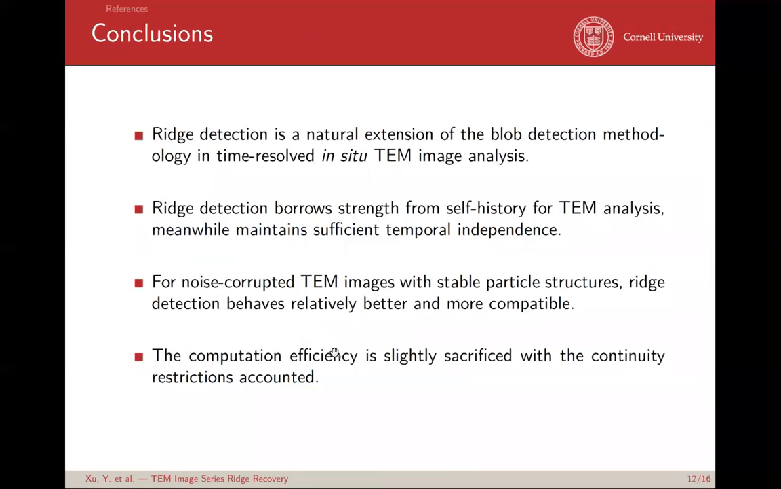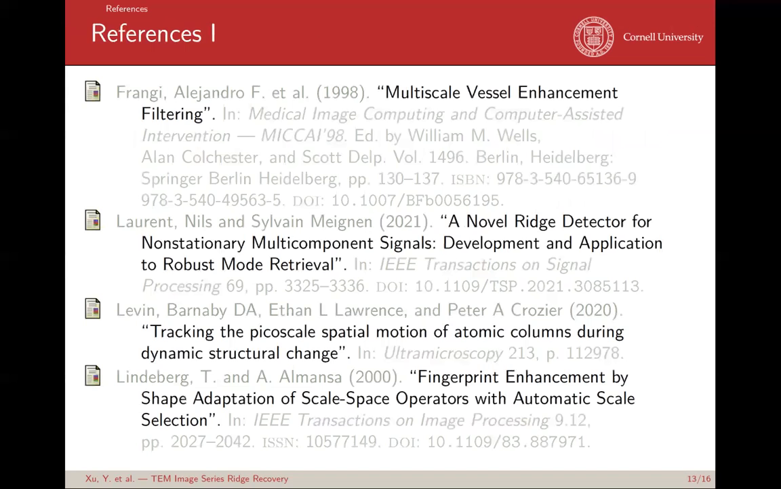And finally, some conclusions. Ridge detection is a natural extension of blob detection, as aligning blobs temporally forms exactly the ridge in the three-dimensional case. Secondly, ridge detection maximally utilizes temporal information to recover the dynamics and trends of atomic column movements, while it also maintains sufficient independence between frames rather than smoothing out all local subtle features. By simulations, this ridge detection outperforms other milestones, though with the worst computational sacrifice for accuracy when including the continuity constraint. And finally, here are some references for the presentation.